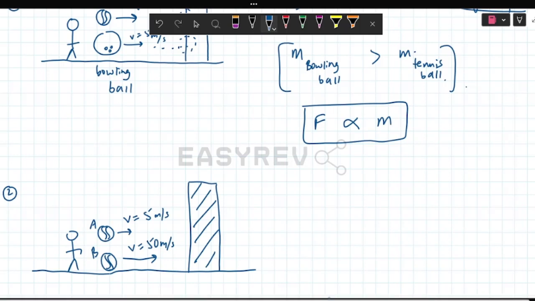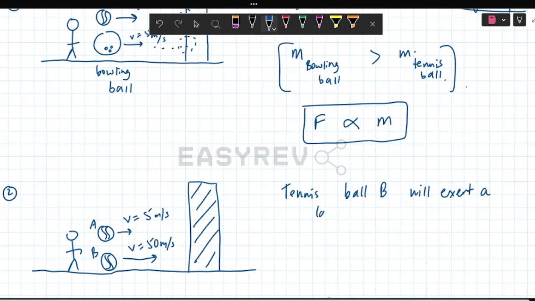So now I want you to guess, in this version of this thought experiment, which ball do you think will exert a larger force? Take a guess. You must have guessed that it's going to be tennis ball B that will exert a larger force, right? And you'd be correct. The tennis ball B will exert a larger force.